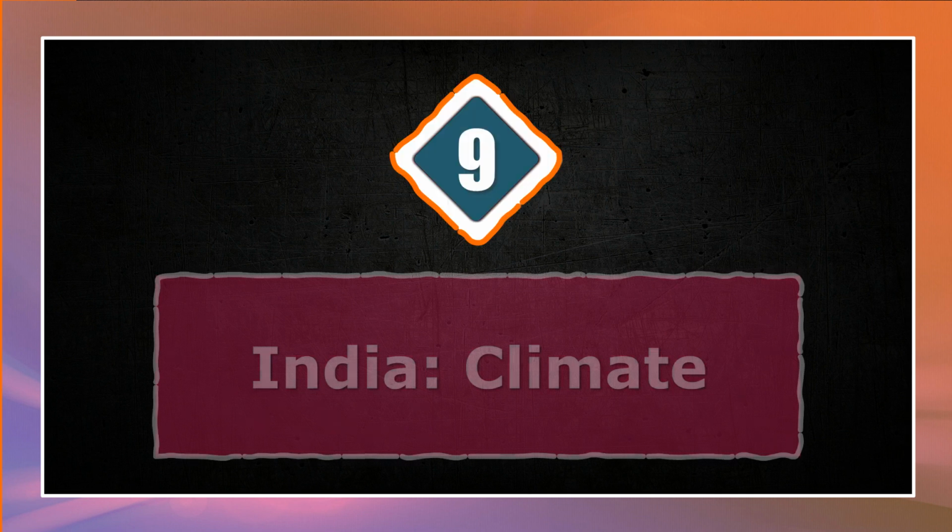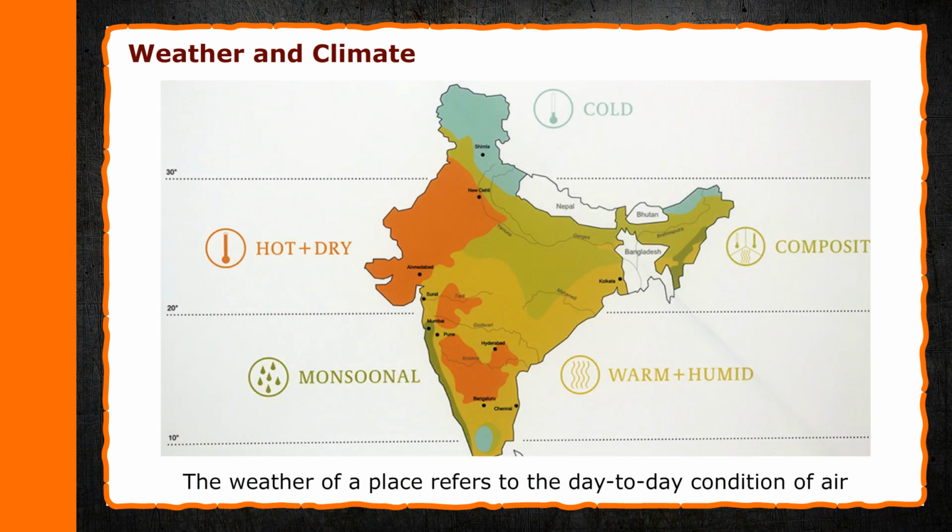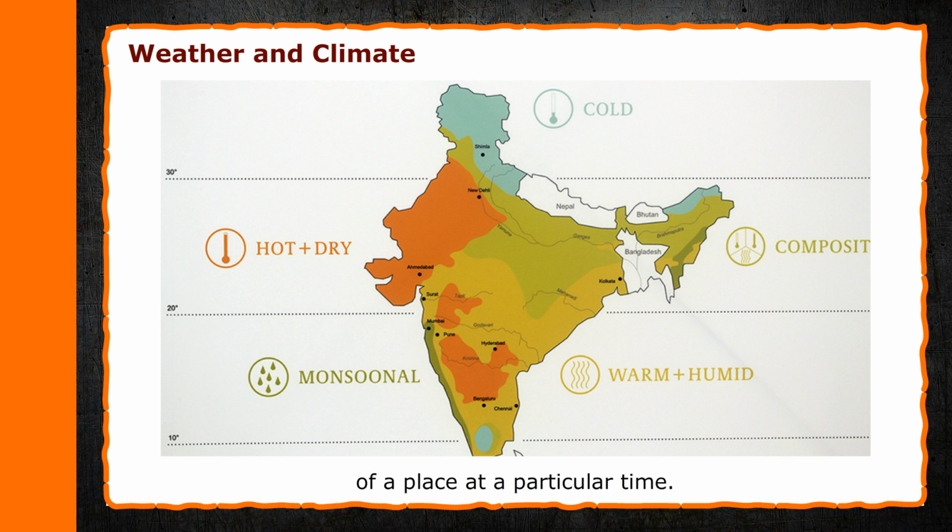Chapter 9. India: Climate. Weather and climate. The weather of a place refers to the day-to-day condition of air of a place at a particular time. Climate refers to the average weather conditions of a place observed for a long period of time.